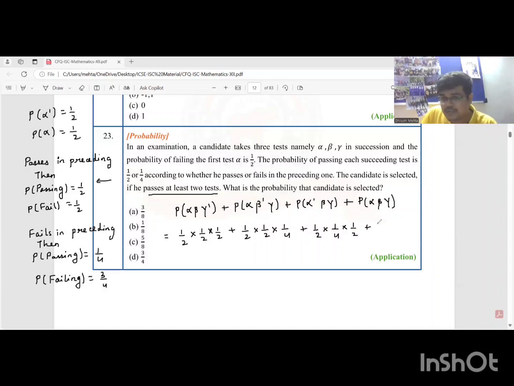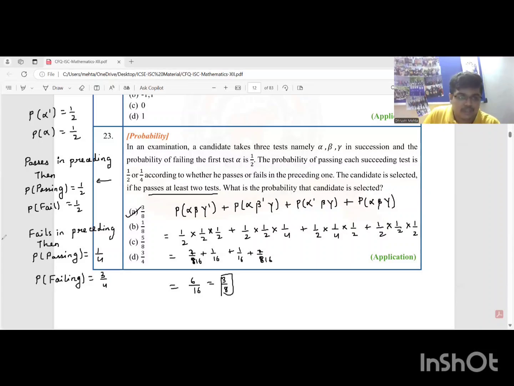The last one students, he's passing alpha, that's half. For beta, he's passing the preceding one. So this is also half. For gamma, he's passing the preceding one. So this is also half. We can complete this easily, students. This is 1/8. Plus 1/16 plus 1/16 plus 1/8. I'll just make the denominators equal. This is 2/16. This is 2/16. So finally we have 6/16, which is 3/8. And that gives us the answer 3/8.